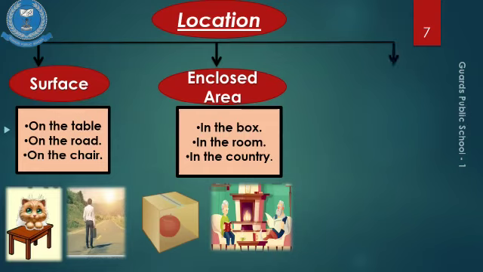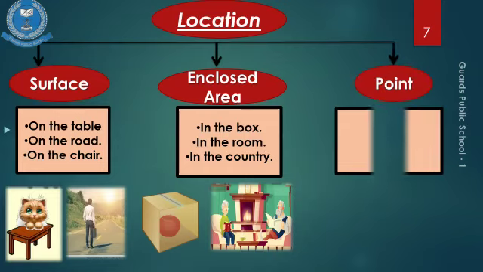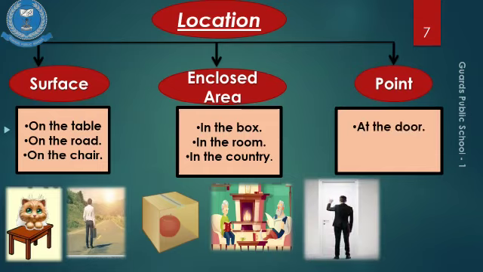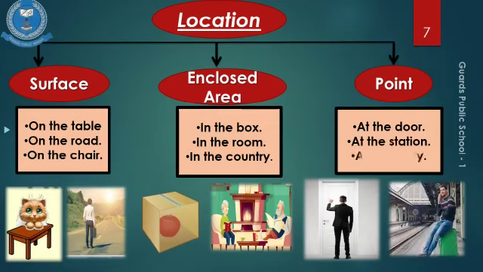Third is point, for which we use the preposition at. For example, at the door, at the station, at the party. At is used to show a specific point or place where the noun is present.